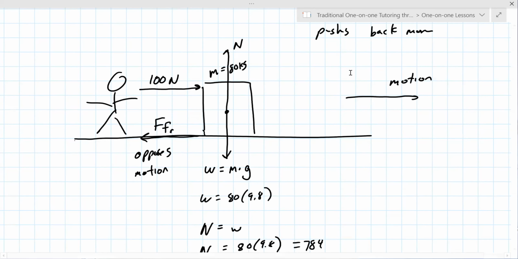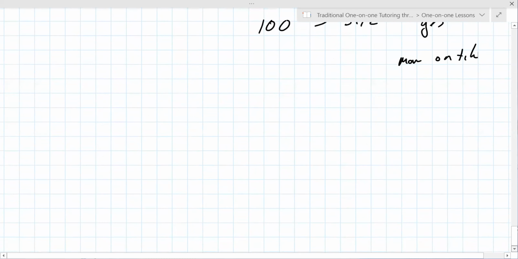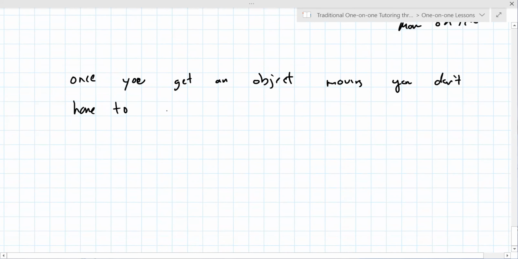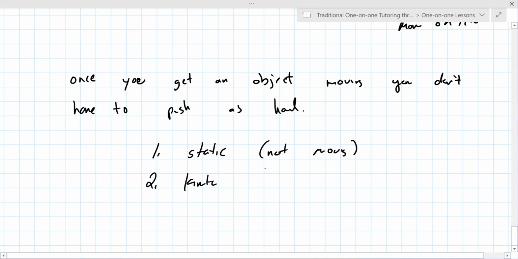Now, what's interesting to me, and maybe to you also, is that once you get an object moving, you don't have to push as hard. Why is that? That's what we're going to explain now. The reason is that there are actually 2 types of friction. The first is static, and that's when something is not moving, obviously. Then there's kinetic, when it is moving. Static is always greater than kinetic.